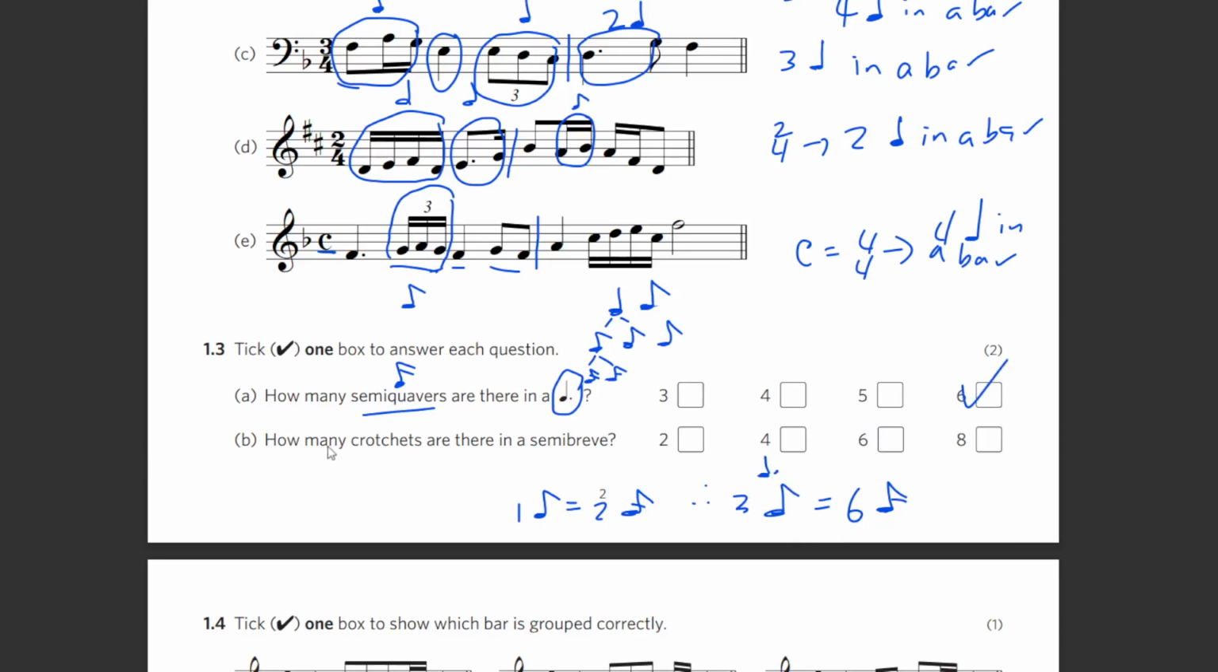Okay. Next, how many crotchets are there in a semibreve? So this is a semibreve. A semibreve has 4 crotchets, which is equal to 4 crotchet beats. So the answer is 4.